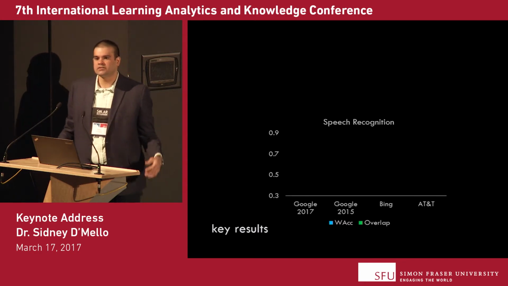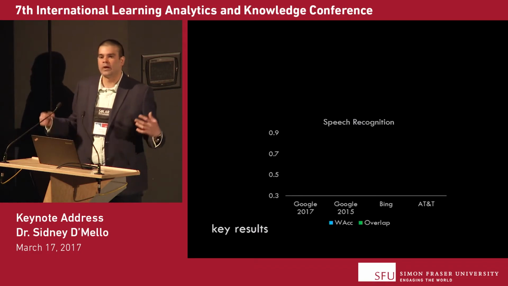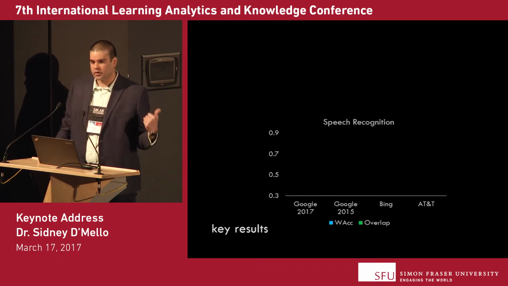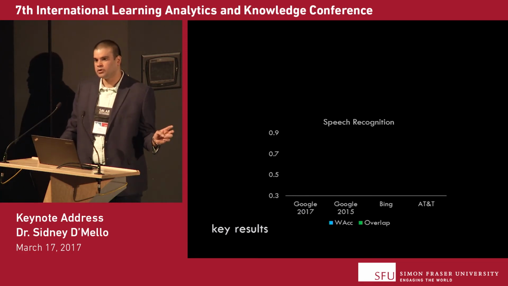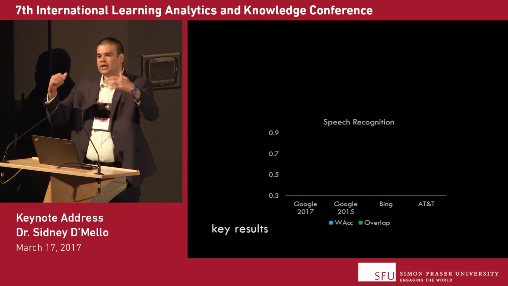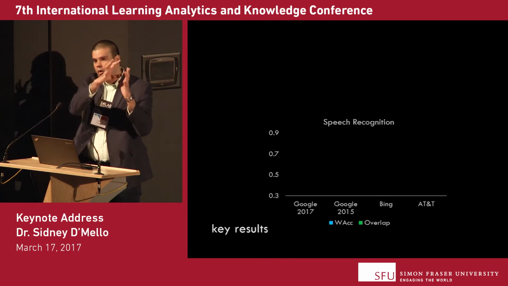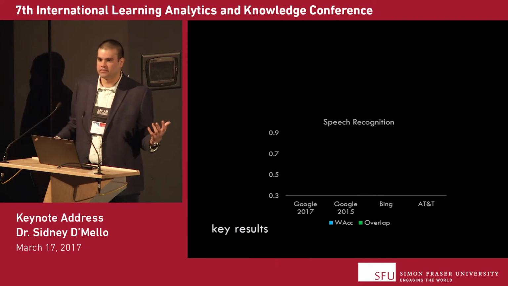What amazes me are the results on speech recognition. These are web-based speech recognition engines: the Google SAPI speech recognition engine from 2017, this is 2015, and there's Bing, that's Microsoft's, and AT&T. I have two metrics here. The blue is word accuracy, which is basically an edit distance. You can think of it as the accuracy of speech recognition when you control for the order, the actual syntax. The other one is just word overlap. How many words are we overlapping?